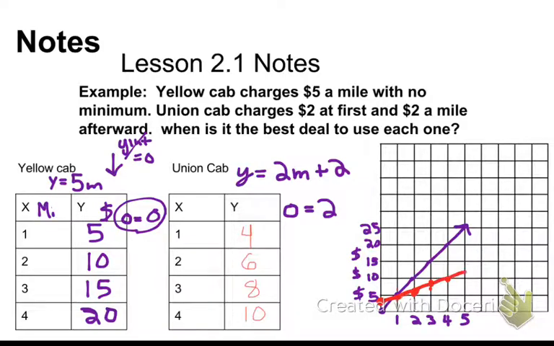So if I connect those dots, as you can see, I have a point of intersection at a little less than a mile. So it is cheaper for me to use Yellow Cab if I'm just going down the street, maybe a block or two. But then, very quickly, it becomes cheaper to use Union Cab.